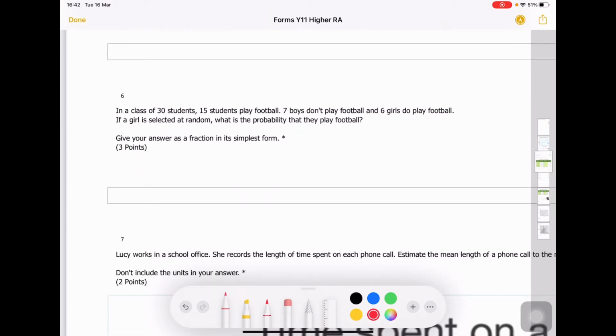Question 6. In a class of 30 students, 15 play football. So let's say 15 play football.